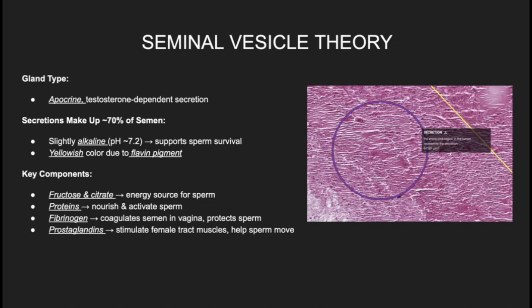The secretion has a yellowish color because of a pigment called flavin, and it is packed with useful nutrients. This includes fructose and citrate, which provide energy for the sperm. Then we have proteins, which help nourish and activate them. Then we have fibrinogen, which causes the semen to coagulate after ejaculation. And then we have some prostaglandins, which help stimulate the female reproductive tract muscles as well. So overall, these glands set up the stage for the sperm to survive and move through the female reproductive system as well as succeed in fertilization.